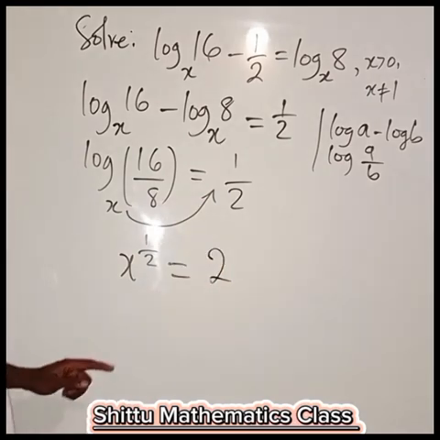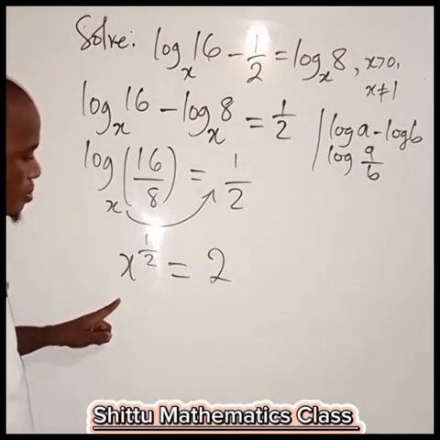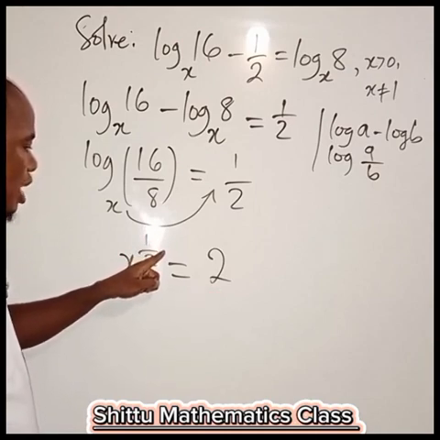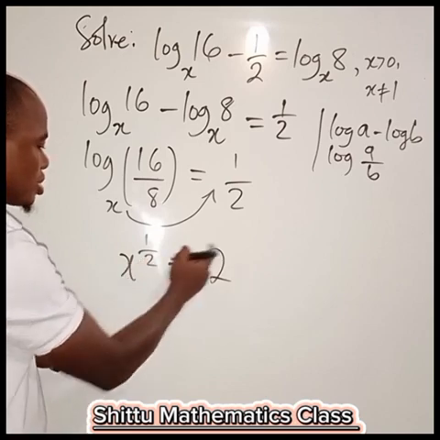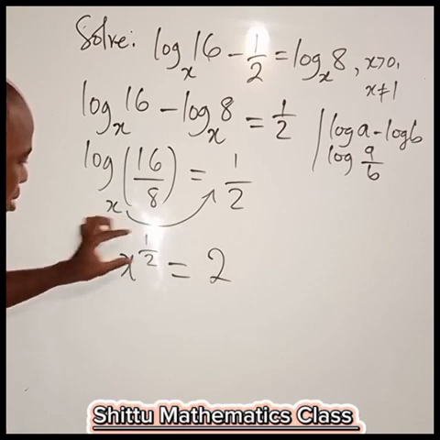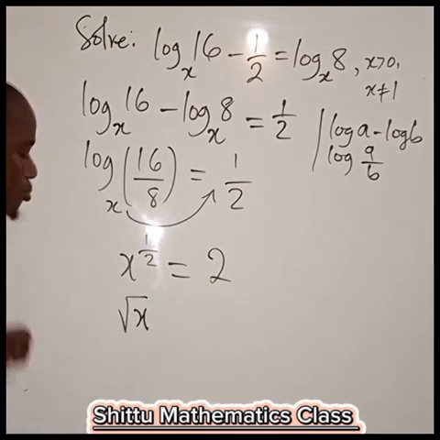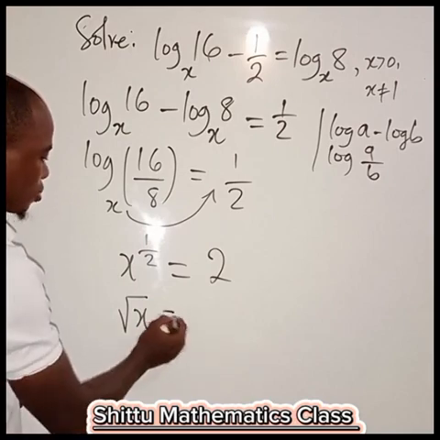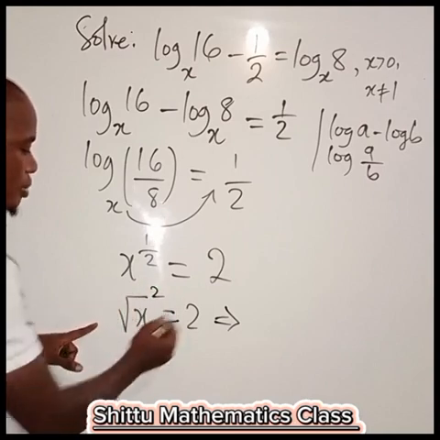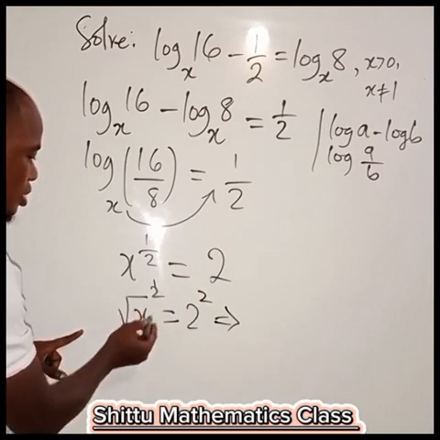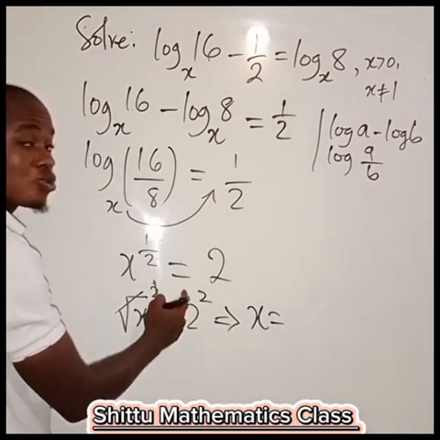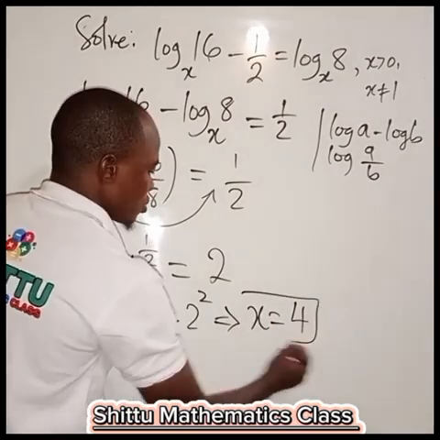Okay, good. So now from there, we want to get the value of x. We have 2 here. What can we do? I can rewrite x to the power half as root x, from the law of indices, equals 2. If I square both sides, the square root cancels. I'm going to have x equals 2 raised to power 2, which is 4. So x equals 4.